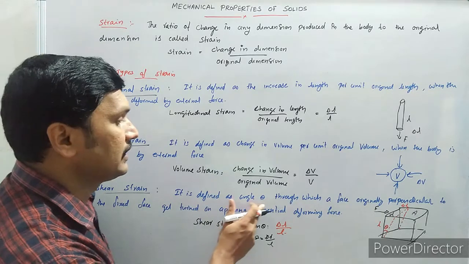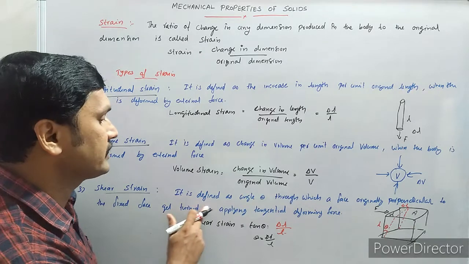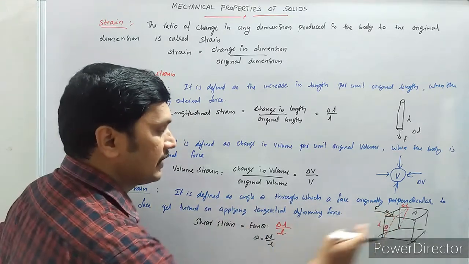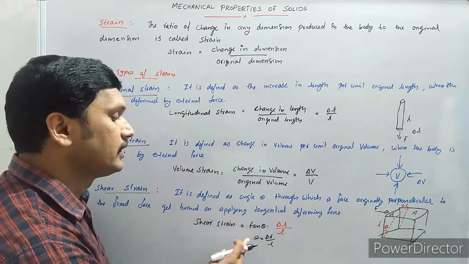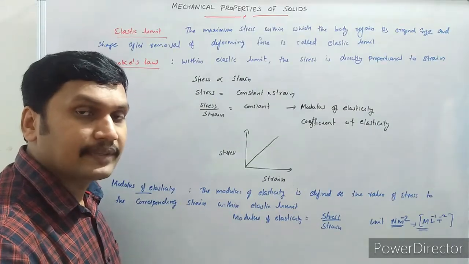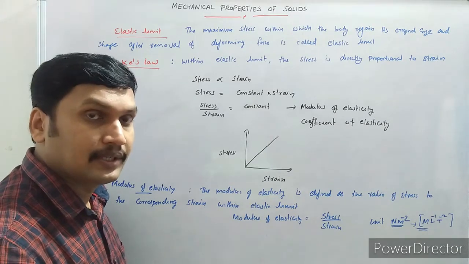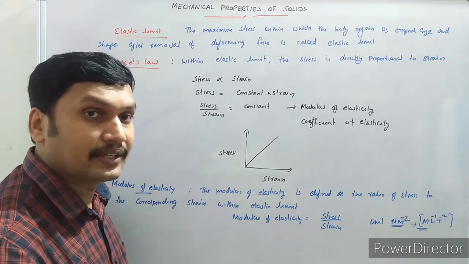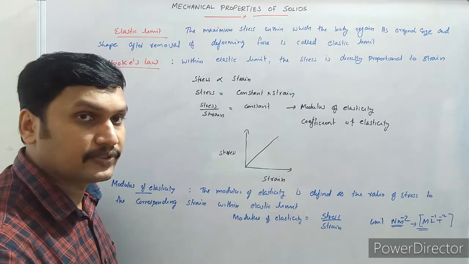Shear strain is the angle theta through which a face originally perpendicular to the fixed face gets turned on applying a tangential deforming force. So tan theta is equal to delta L by L. Theta is very small as it is a solid rigid body, so theta is equal to delta L by L. We cannot apply a large stress on a body. If you apply a huge stress, the body will permanently change its configuration. The body cannot regain its original configuration even after the removal of the deforming force.